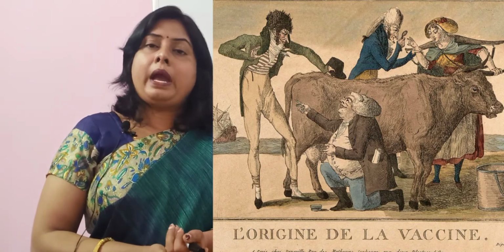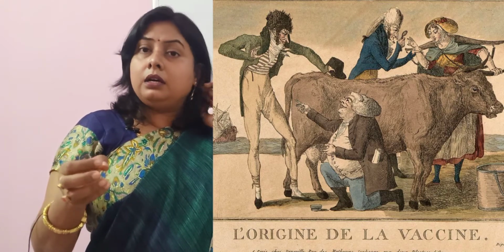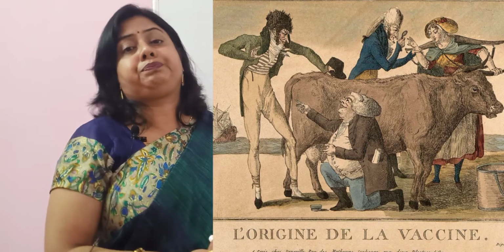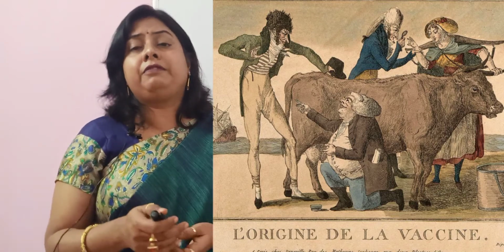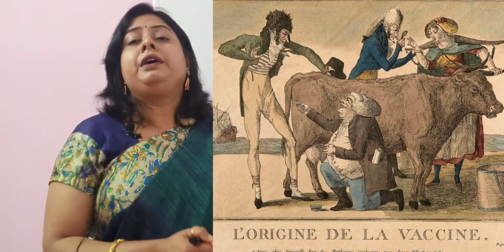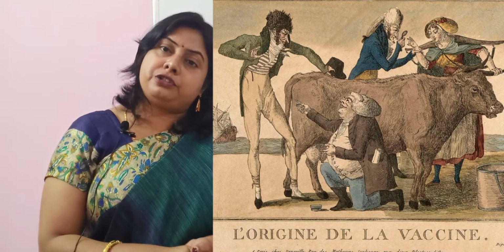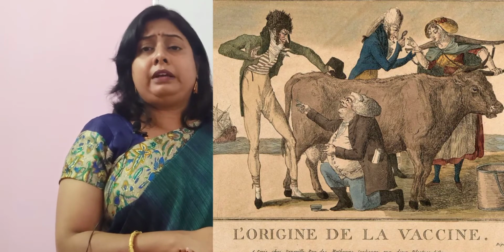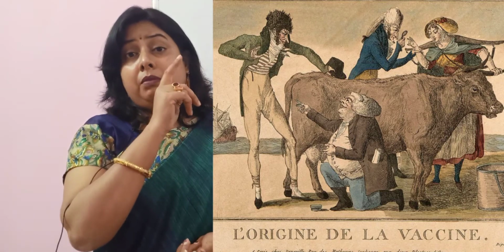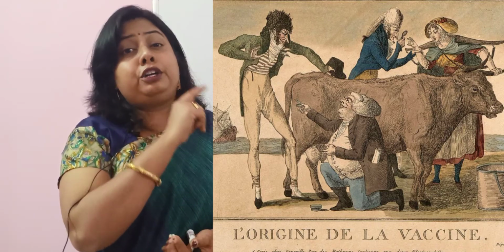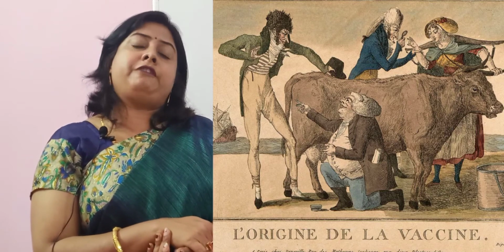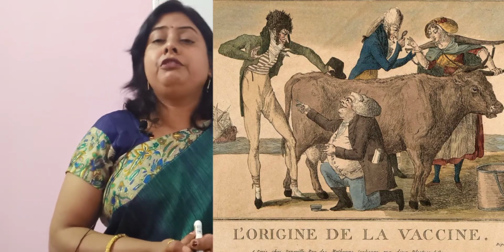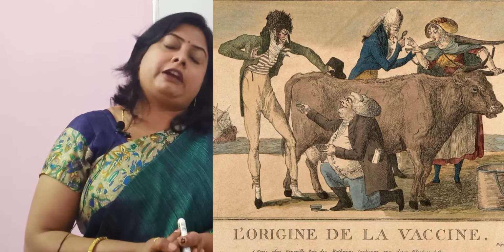Now, when the smallpox infection spread in that village, the milkmaids never got the infection. This led Edward Jenner to think that the small blisters that occurred due to the cowpox infection must have prevented these ladies from the further smallpox infection.